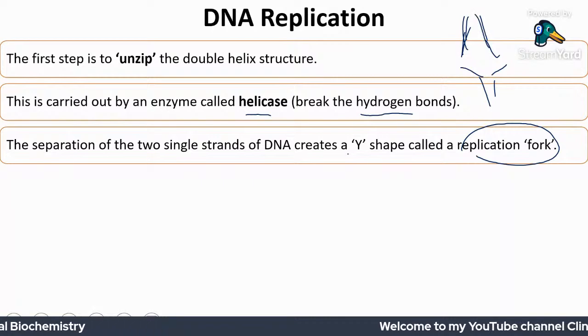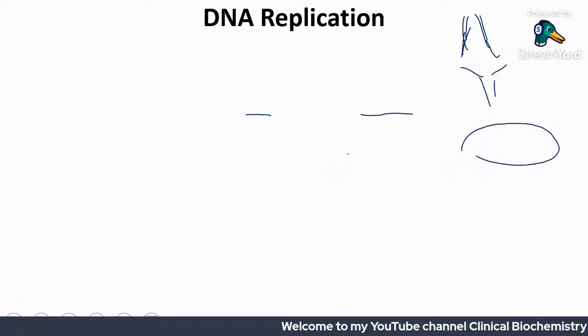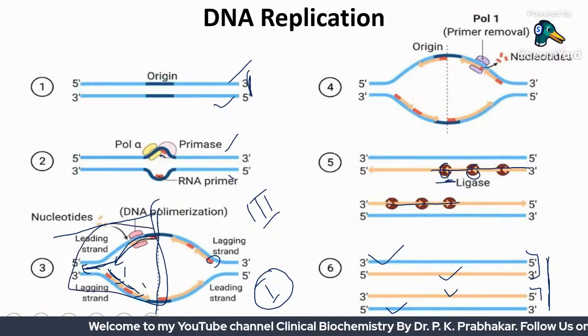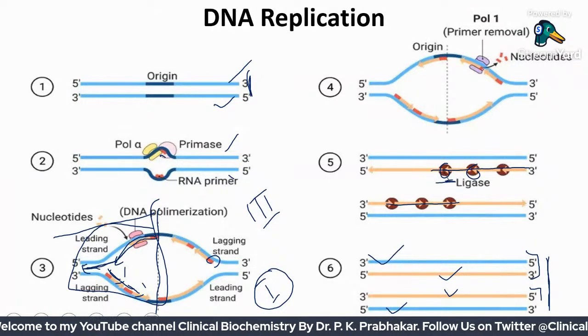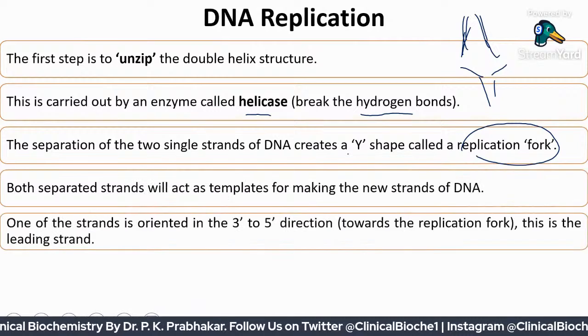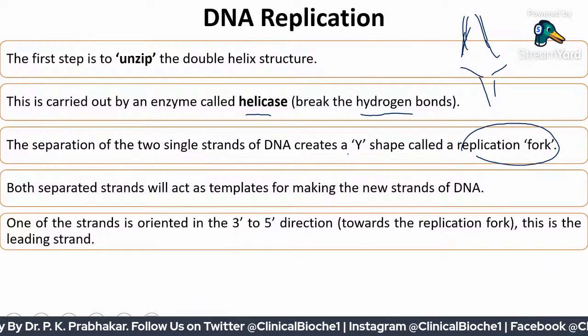So I am talking here only about half of the portion. This one, this Y-shaped structure, is called the replication fork, and the complete thing is called the replication bubble. Both strands will act as a template.